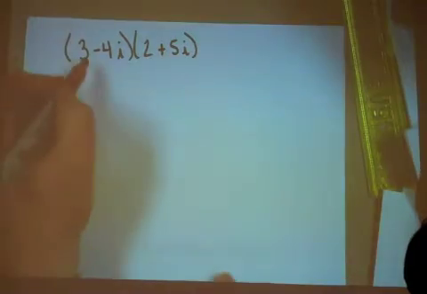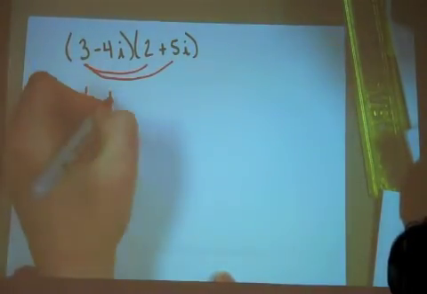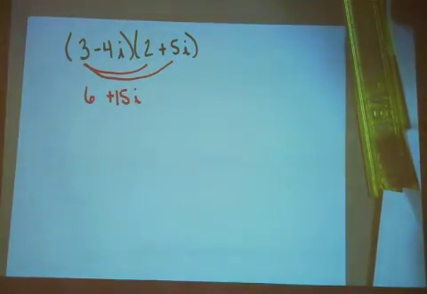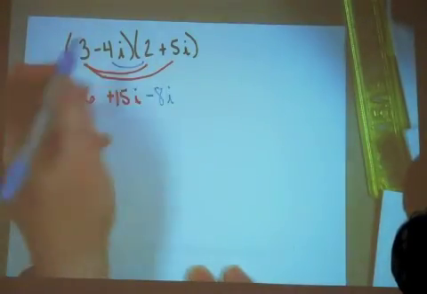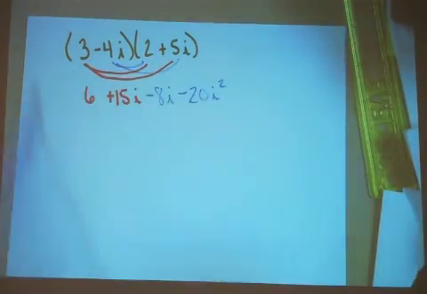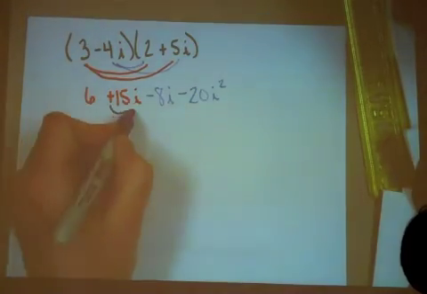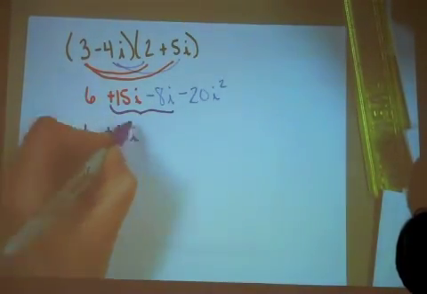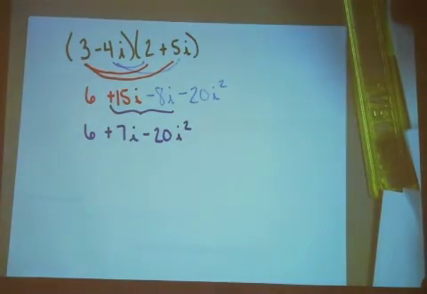Let's do one more FOIL problem, and again I'm going to show it the rainbow way. So 3 times 2 is 6. 3 times 5i gives me 15i. Now I'm going to multiply the -4i with the 2, which gives me -8i, and -4i with the 5i is -20i squared. Collect the like terms in the middle, so the 6 will stay the same, but now what's 15i minus 8i? It leaves a positive 7i, and I still have minus 20i squared.